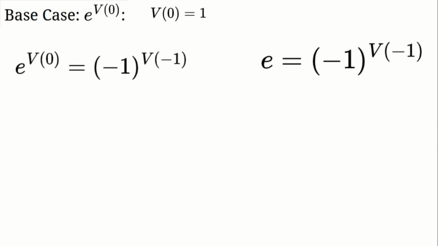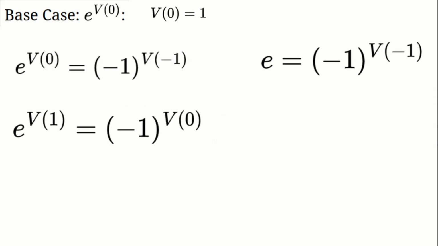For k equals 1, we compute e raised to the power of v of 1 equals negative 1, raised to the power of v of 0. Since v of 0 equals 1, this simplifies to negative 1 raised to the power of 1, which is just negative 1. So we conclude that e raised to the power of v of 1 equals negative 1.